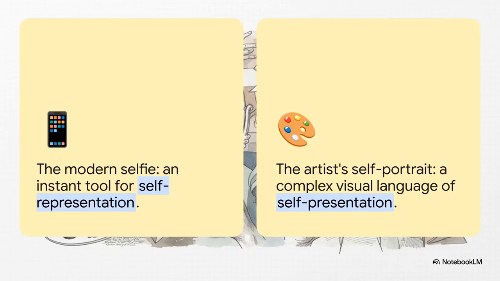So, on one side, you've got our go-to tool for self-representation, and on the other, the original, the artist's self-portrait. Just think about Albrecht Dürer working on this back in the year 1500. We're talking a 500-year gap here. But the fundamental goal? It's exactly the same. Present a very specific version of yourself to the world. Dürer just had a way more complex, coded language to do it with.